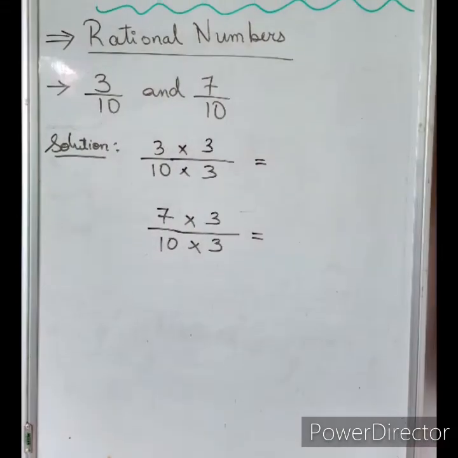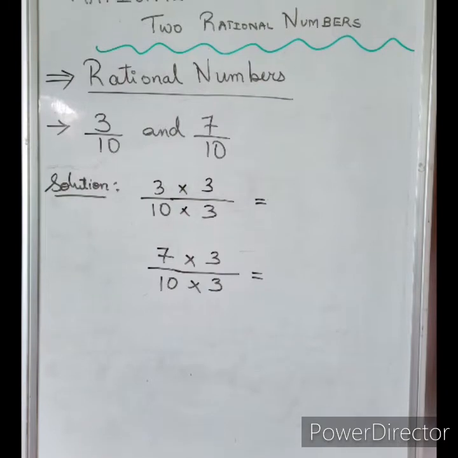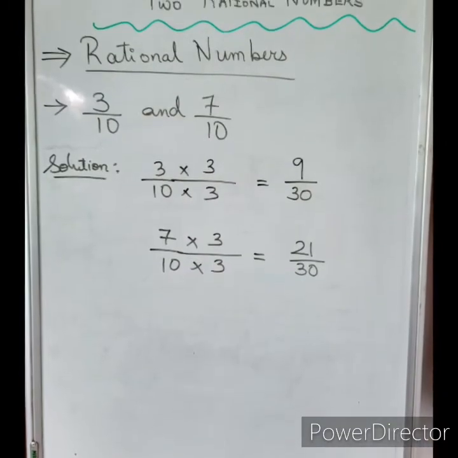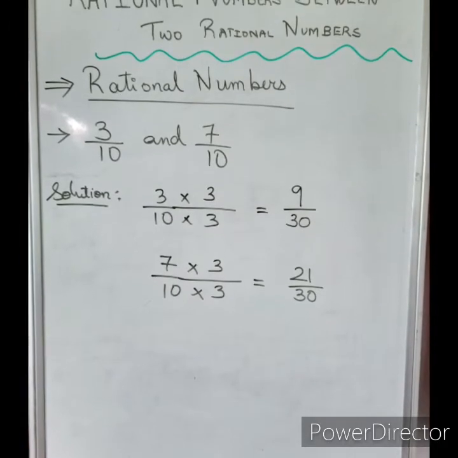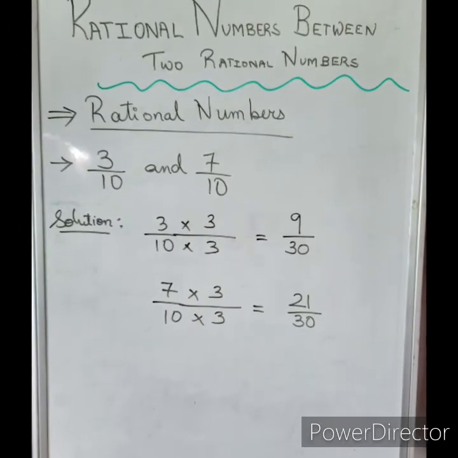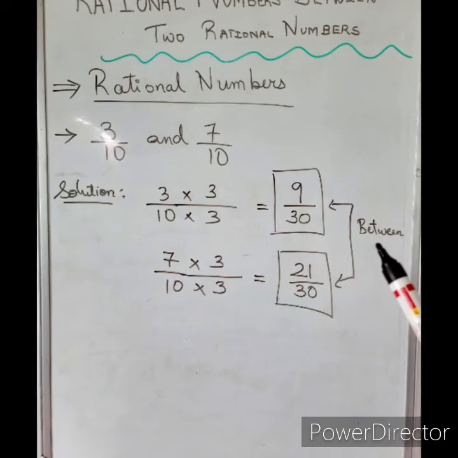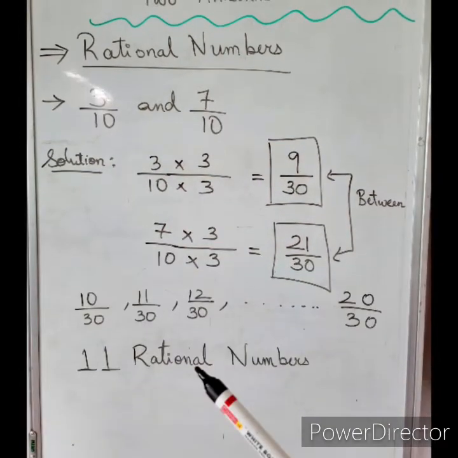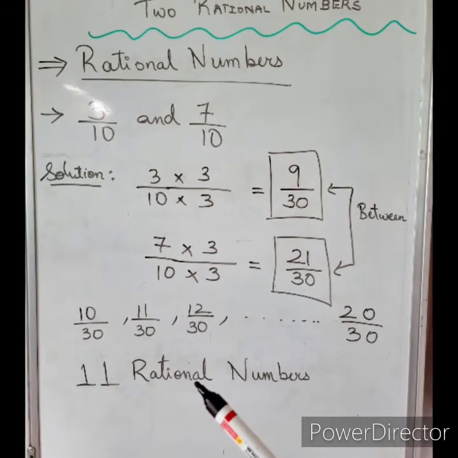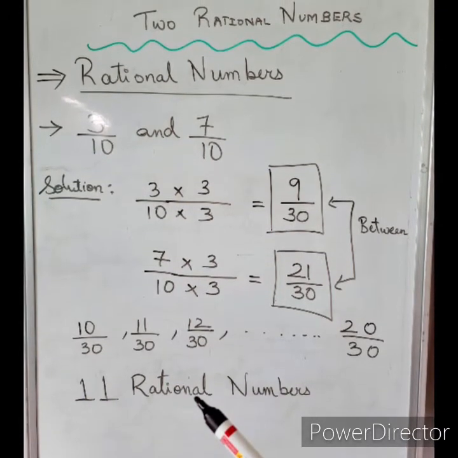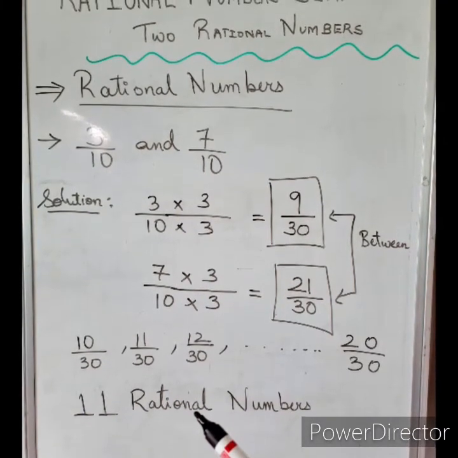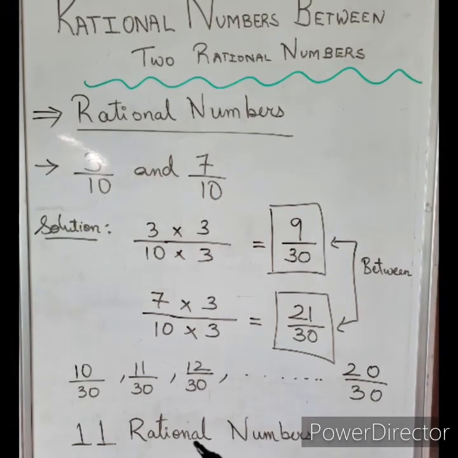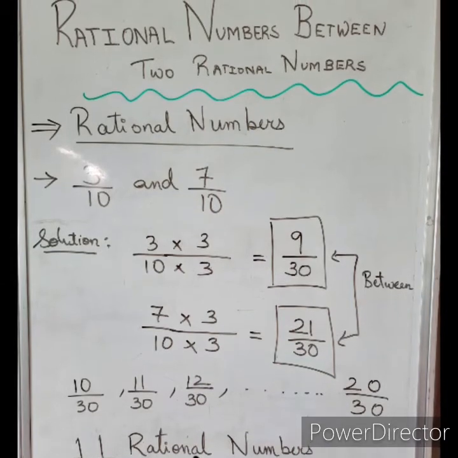So here, if we multiply the numerator and denominator with the same number for both the fractions, we get new fractions 9 upon 30 and 21 upon 30, which are both rational numbers. So between 9 upon 30 and 21 upon 30, you will find many rational numbers. The numbers start from 10 upon 30 till 20 upon 30. 11 rational numbers.